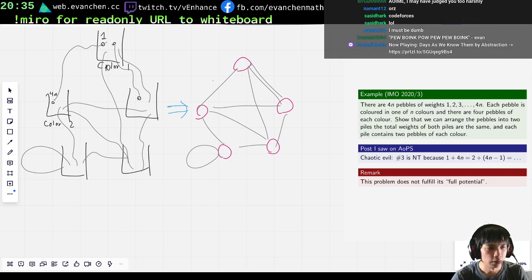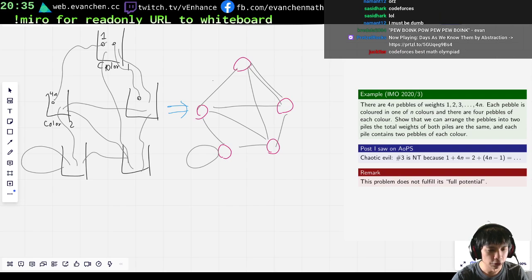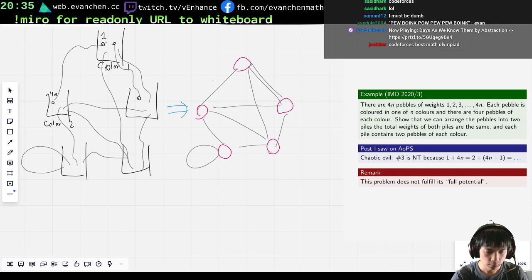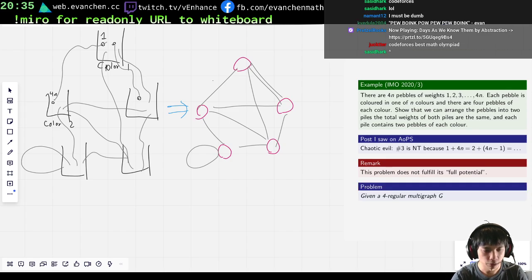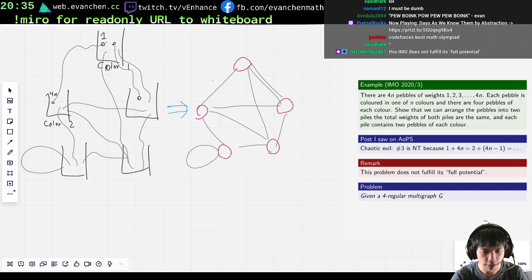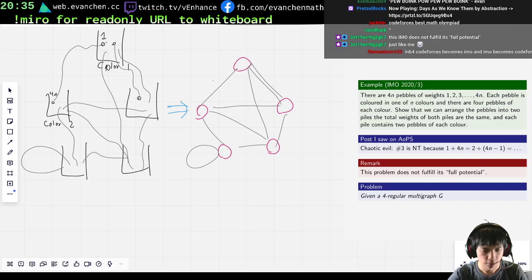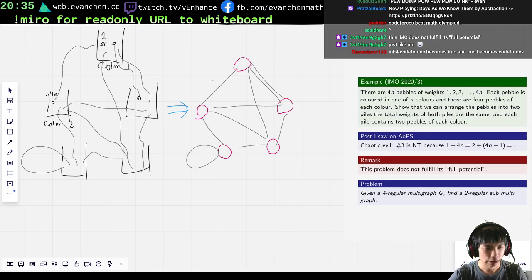Problem: given a 4-regular, meaning all the degrees are 4, multigraph G, find a 2-regular sub-multigraph. So yeah, that's what's happening.